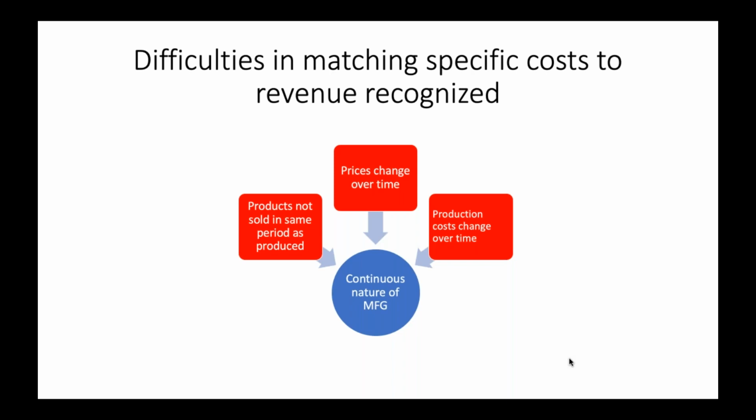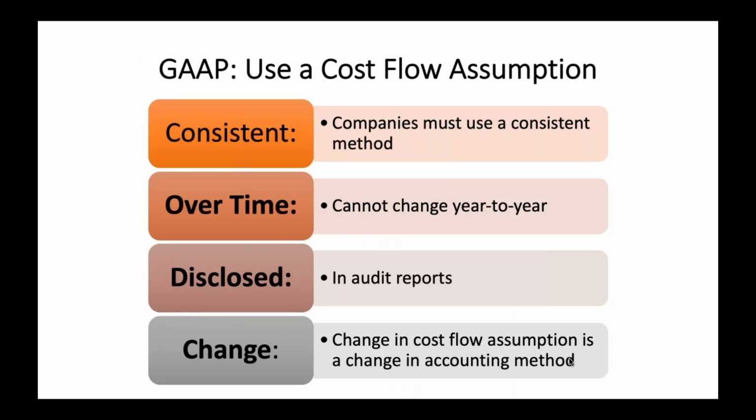So GAAP recognizes these difficulties of trying to get specific costs to a specific product. So what GAAP did is they created what they called cost flow assumptions. So these are methods in which to gather and report costs, value inventory, and report costs of goods sold. And I'll explain these assumptions in a second.